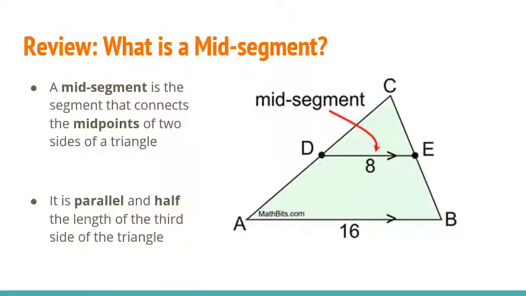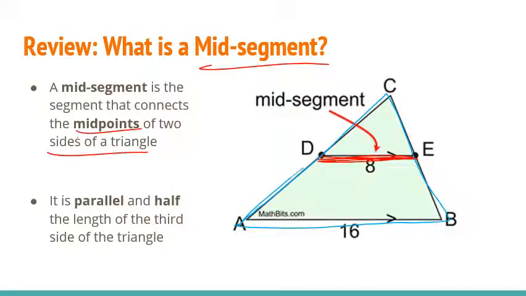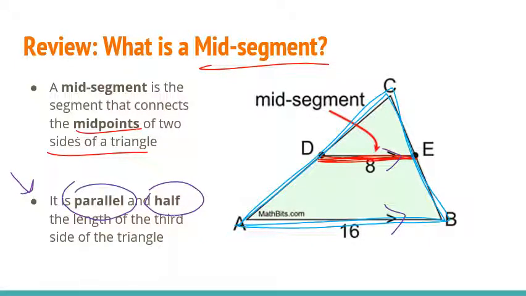Okay, let's do a quick review as we get into a little bit more of an advanced mode here. Let's remember what a midsegment is. A midsegment is the segment that connects the midpoints of two sides of a triangle. Here our midsegment is DE, right? Say we have triangle ACB here. DE is the midsegment because it's the line that connects the two midpoints. The key thing to remember is its two qualities: the midsegment is always parallel to and half the length of the third side. So here's 8, here's 16. The midsegment's always going to be half, and it's parallel to that.